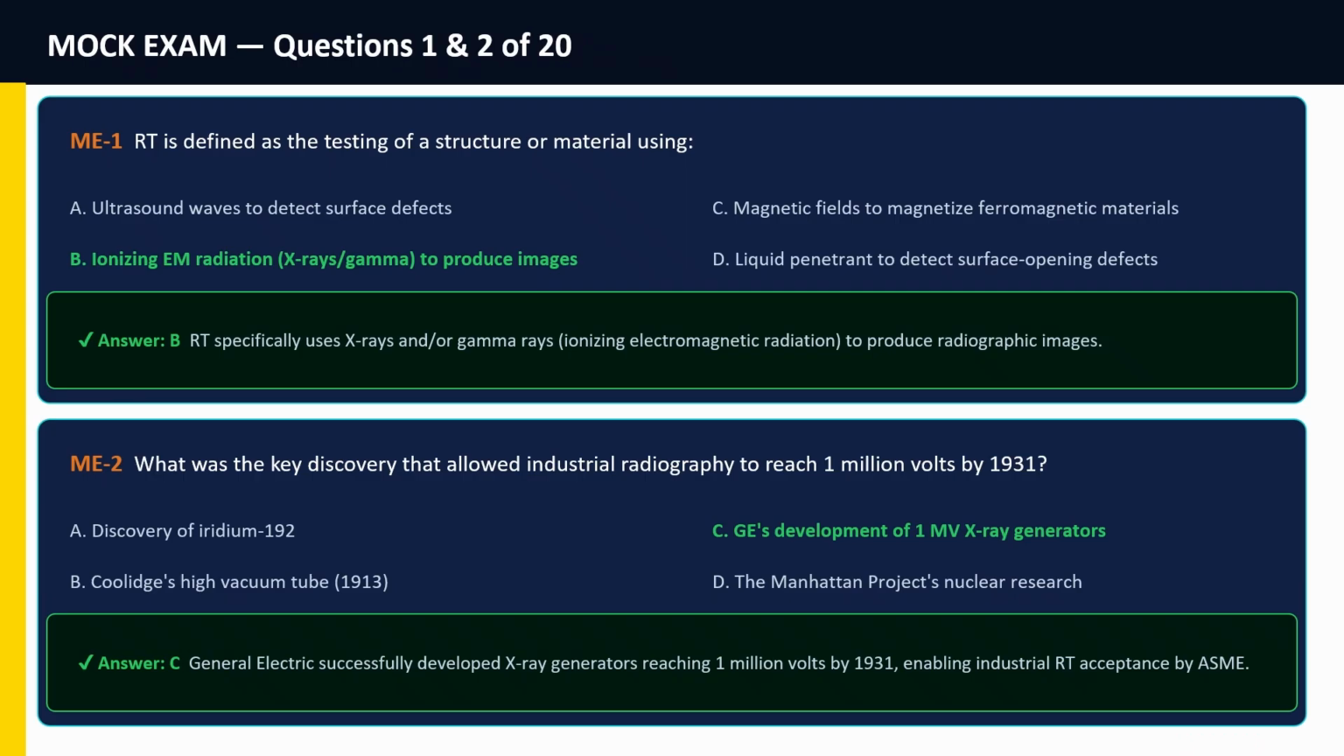Now we begin the knowledge check section. Question 1 asks for the fundamental definition of radiographic testing. The correct concept is the use of ionizing electromagnetic radiation, X-rays or gamma rays, to produce an image for evaluation. Notice how the distractors represent other NDT methods.